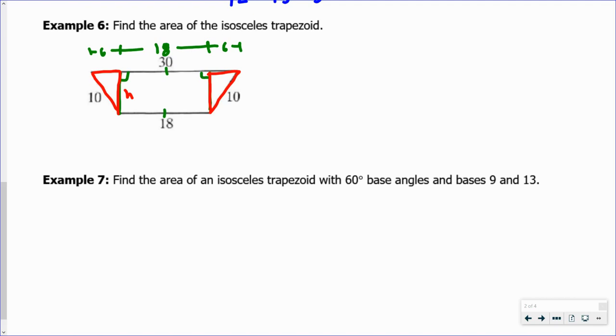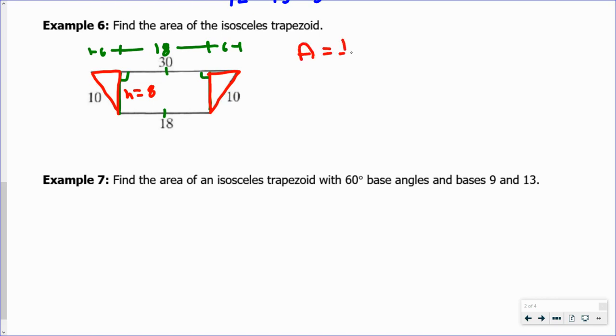So now we'll know the height and we'll know the length of both of the bases. So this is actually a Pythagorean triple. So h is going to be 8. Again, if you don't recognize that that's a Pythagorean triple, you can always use the Pythagorean theorem and you should get that h is equal to 8. So we have all the information that we need.